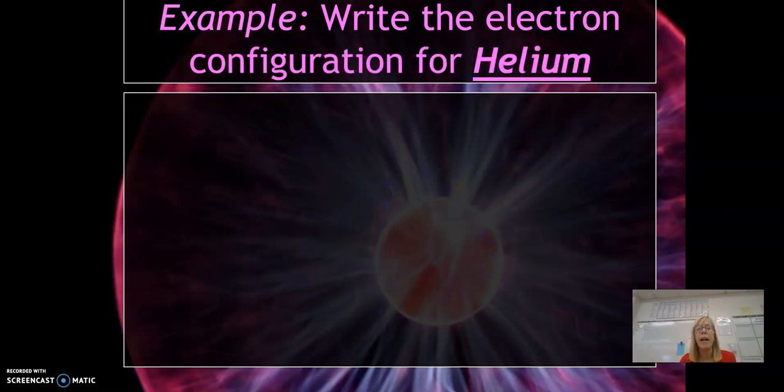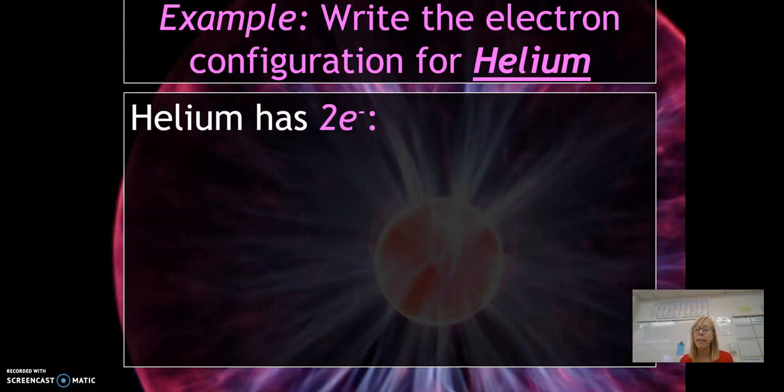All right, try helium. Helium has 2 electrons. So what do you think the electron configuration for helium will be? 1s2. Now remember, the maximum number of electrons that our S sublevel can hold is 2. And so if we get anything bigger, we're going to have to put them somewhere else.